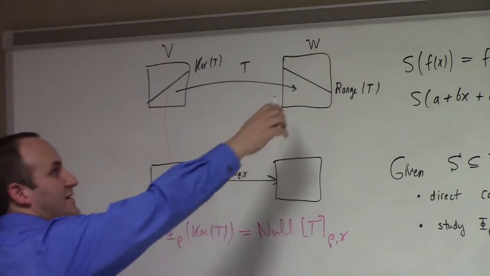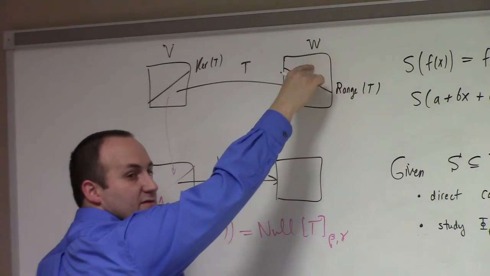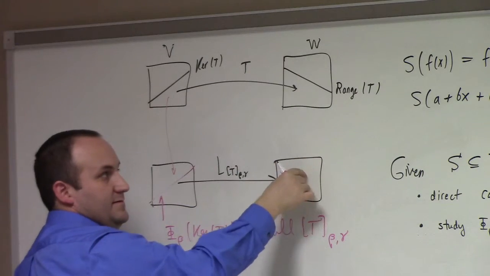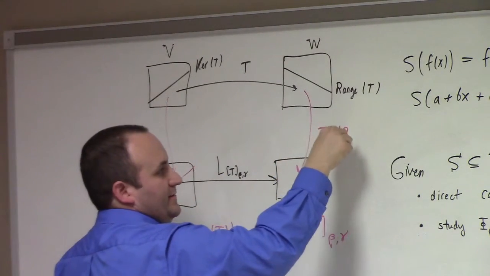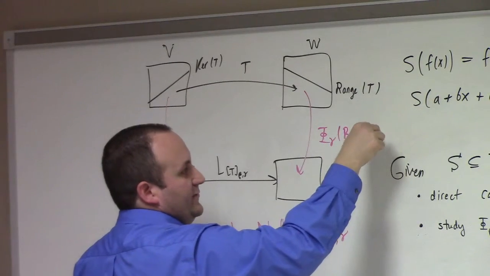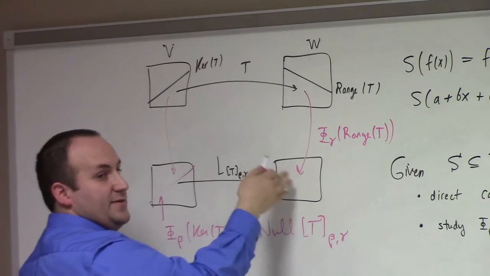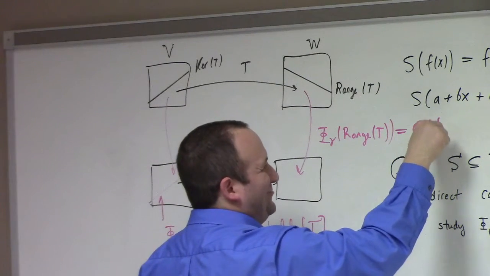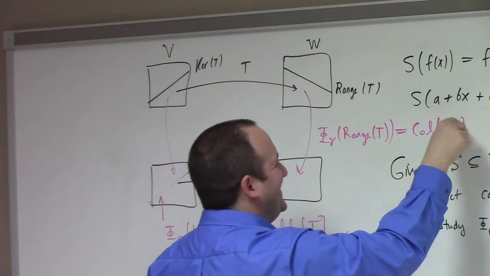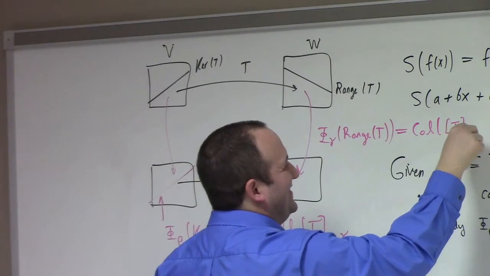And likewise, guess what? The image of the range, phi gamma of the range, is what? You should know it even without looking at the screen. You can figure out what it's got to be. It's got to be the column space. The column space of T beta gamma. It's funny.